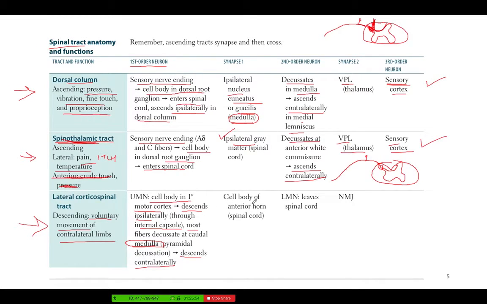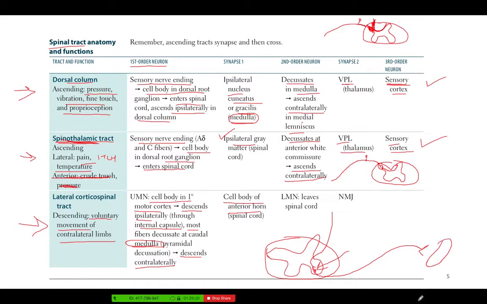Okay? So the first synapse is going to be in the anterior horn of the spinal cord. Okay? So here is our anterior horn. And so we have a synapse, we have the nerves coming down, synapsing, and then our second order nerve is going to leave the spinal cord and synapse directly onto the muscle.